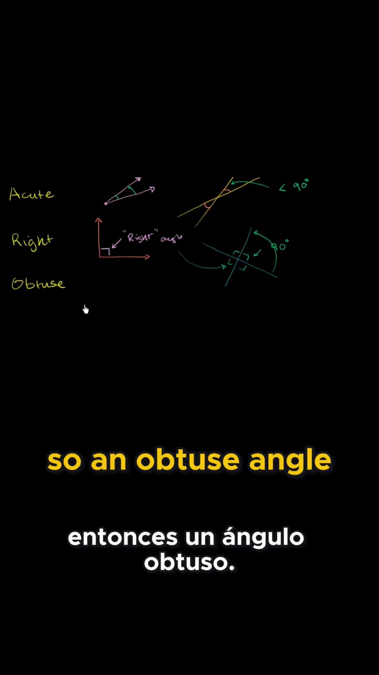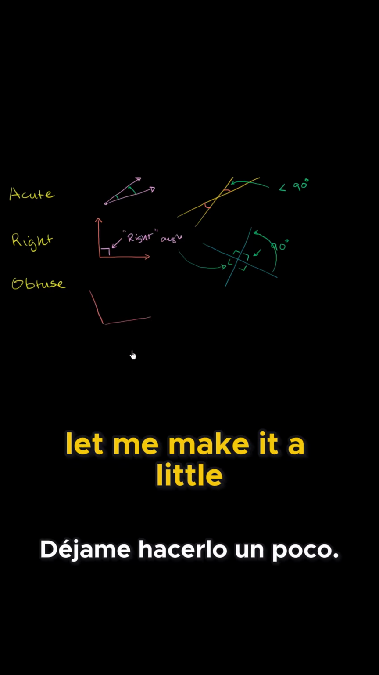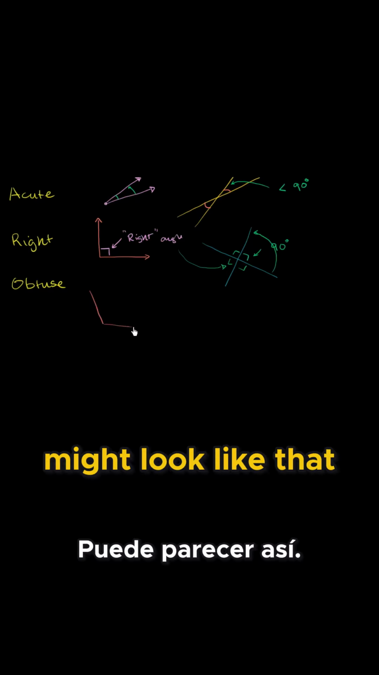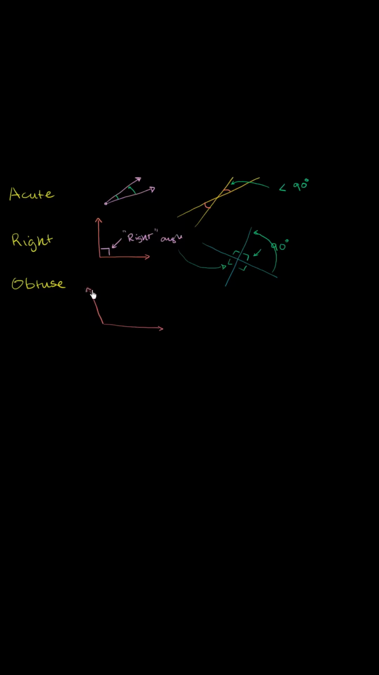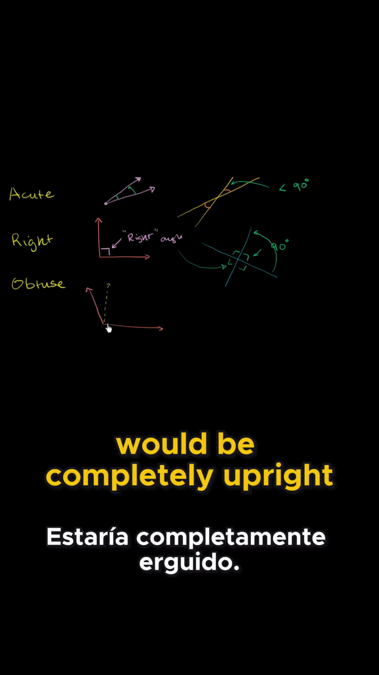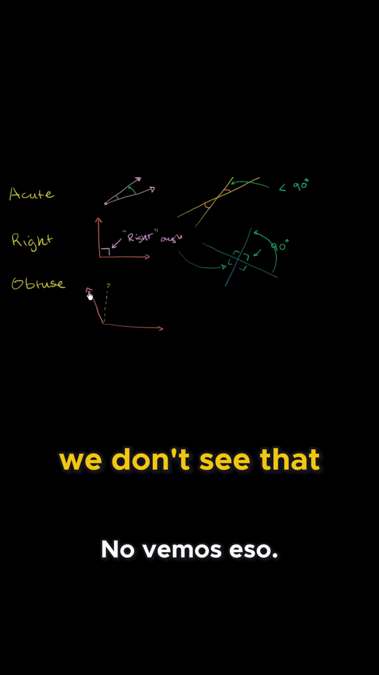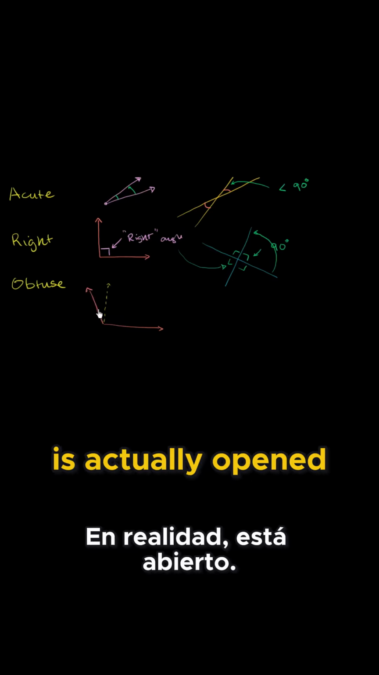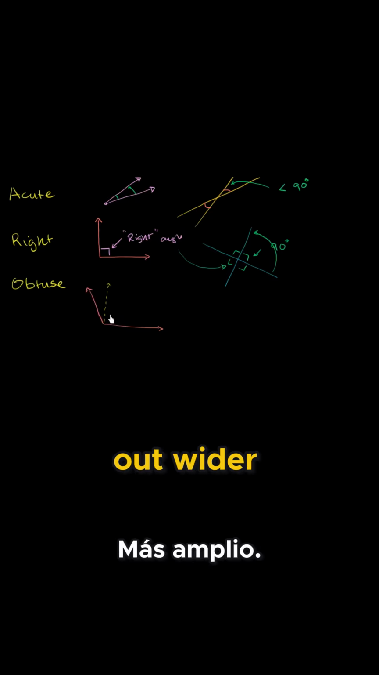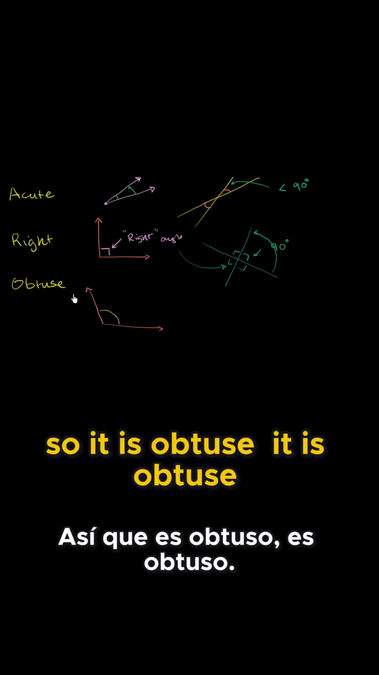So an obtuse angle might look like, let me make it a little bit clearer, might look like that. If this was a right angle, this line over here would look something like that. It would be completely upright relative to this if this were the ground. But we don't see that. This orange ray over here is actually opened out wider. It's opened up wider. So it is obtuse.